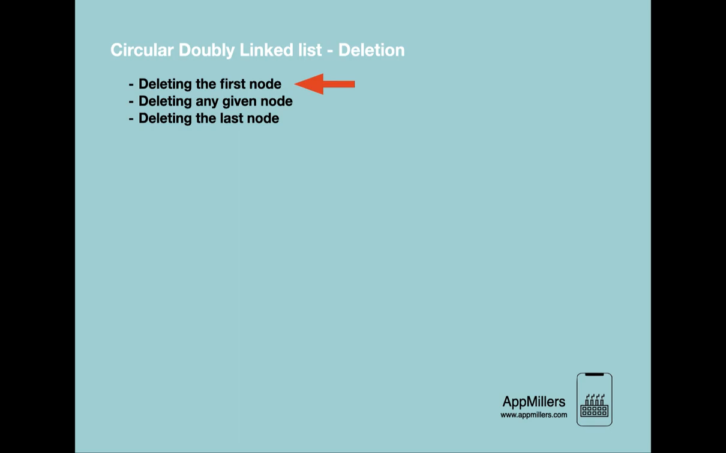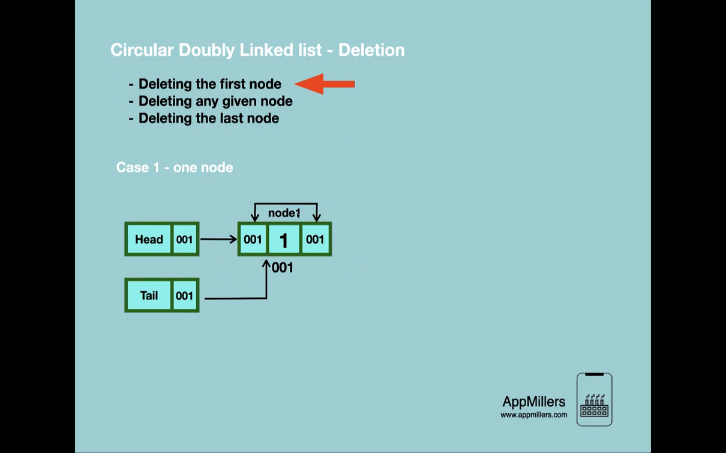The first case is there is only one node in our circular double linked list. So how can we delete this node? We know that in a circular double linked list, if there is only one node in the list, this node references itself. As you see, the previous and next references of this node point to itself. If the node points to itself, the garbage collection cannot delete this.